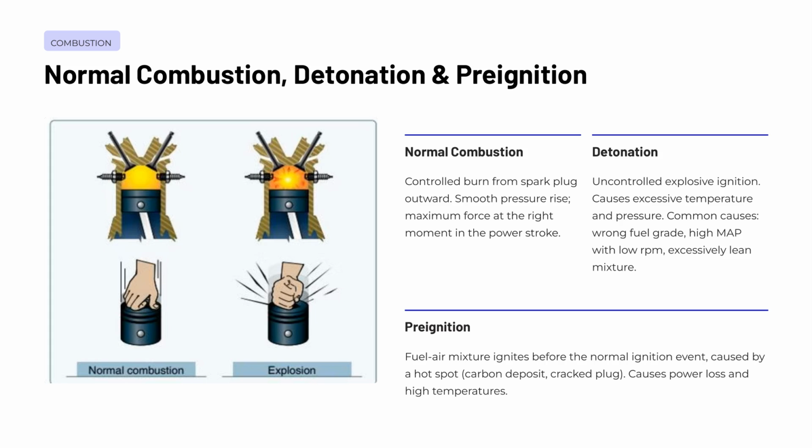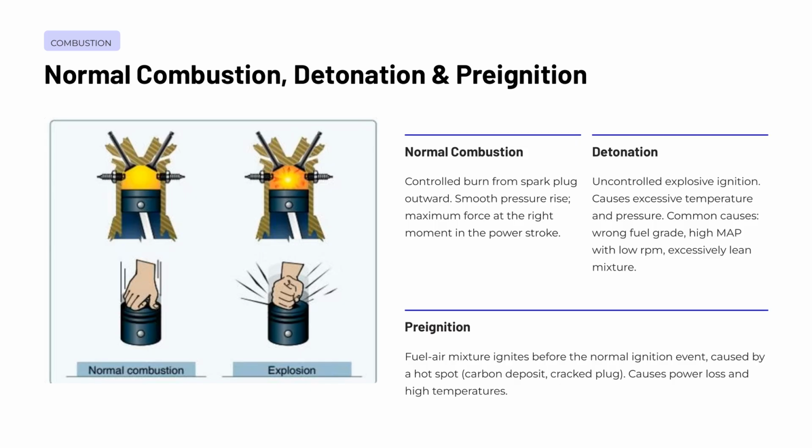Normal combustion is the ideal scenario. The spark plug fires and the flame front travels smoothly and predictably outward through the fuel-air mixture. This produces a controlled progressive pressure rise that pushes the piston down at exactly the right moment in the power stroke, delivering maximum efficiency and power.